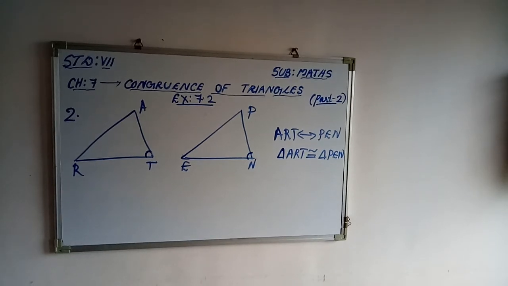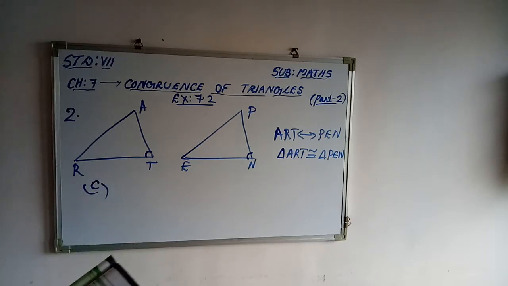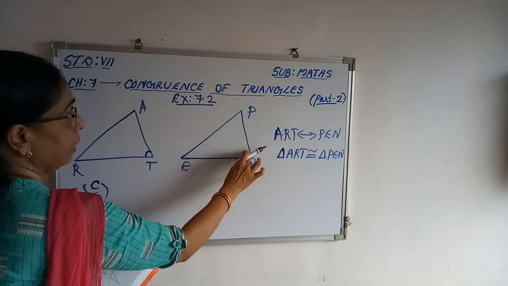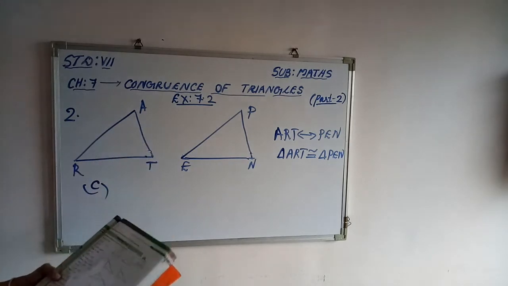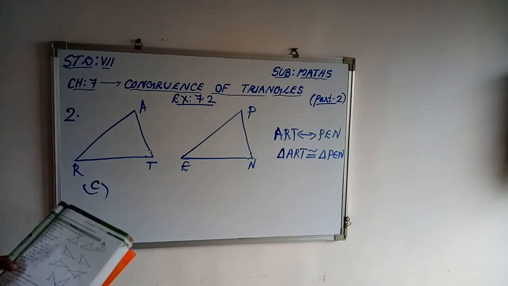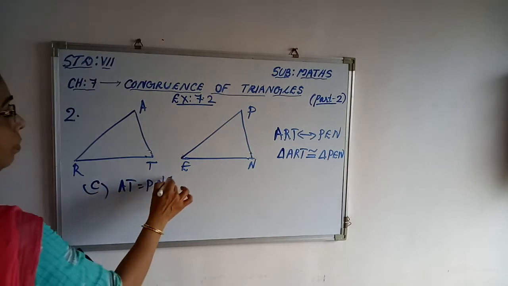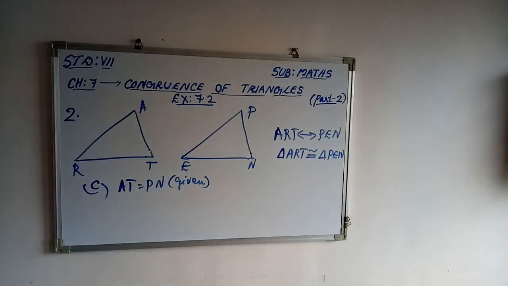Now see, if it is given that AT is equal to PN, which is AT? Yes, AT is equal to PN. Then you have to use the ASA criterion. ASA means two angles and the included side. So which is the included side given? AT is equal to PN is given, right? It is given there.